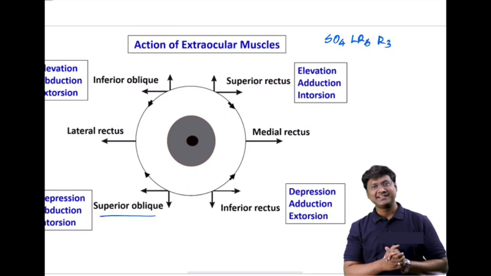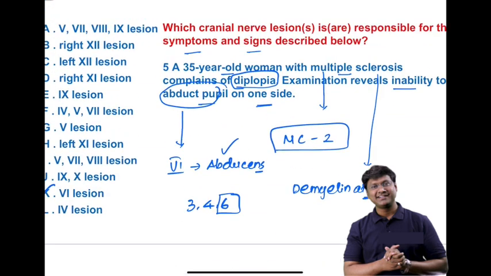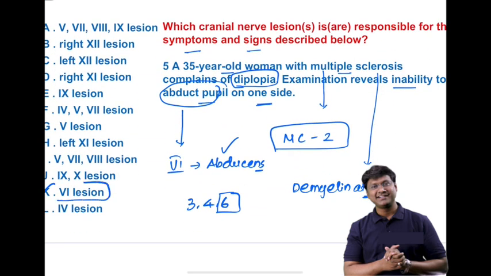SO4 is your superior oblique. When superior oblique is gone, depression, abduction, intorsion is gone. When LR6, the lateral rectus, is gone, only abduction is lost, because of which the individual can have diplopia. Whereas the remaining 3, superior rectus, medial rectus, inferior oblique, are all supplied by your third cranial nerve. So please remember this very, very important point: once your lateral rectus is gone, the abduction is lost. So the answer in this question is the sixth nerve lesion.